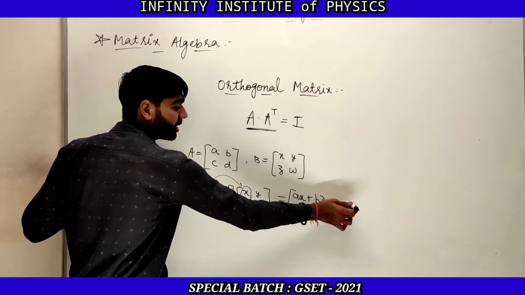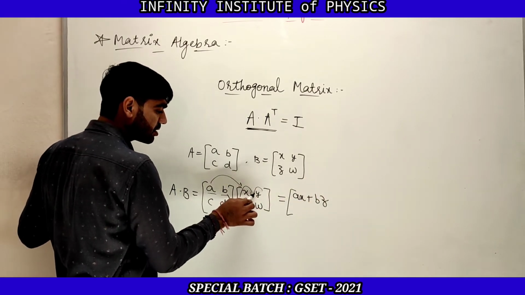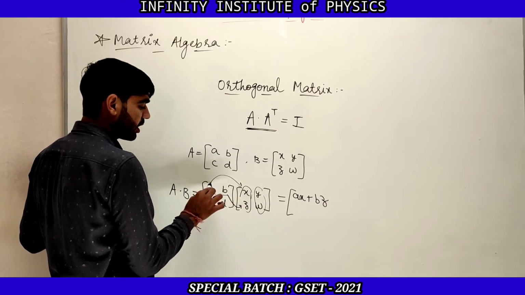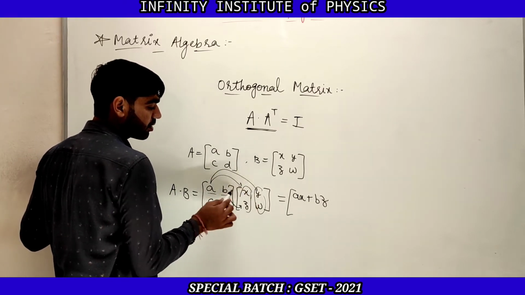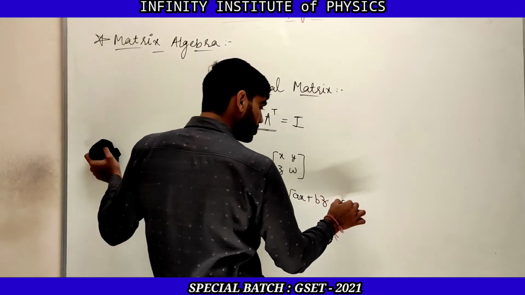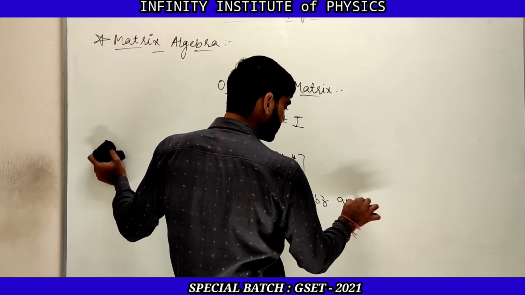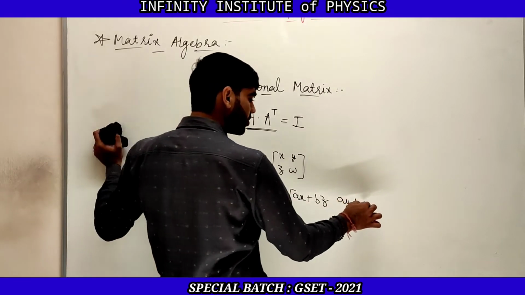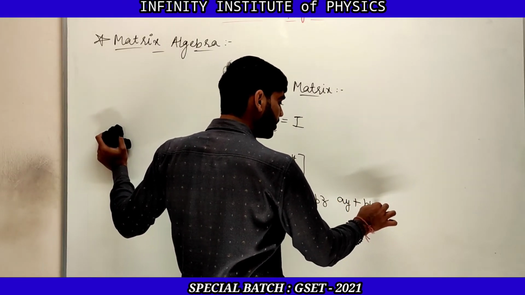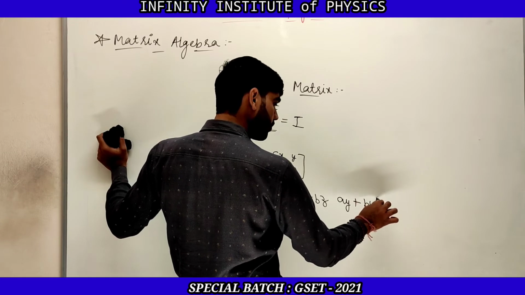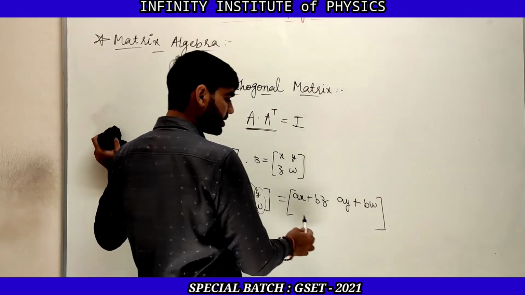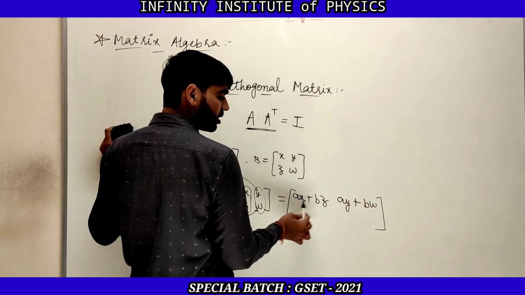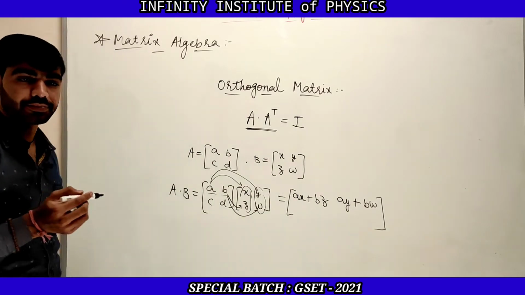Now for the second entry, let us consider the second column. Again we take the multiplication of A with respect to Y, so it will be AY, plus the multiplication of B with respect to W, so it is BW. So these are the two entries of that multiplication.